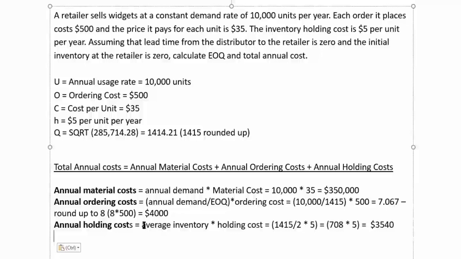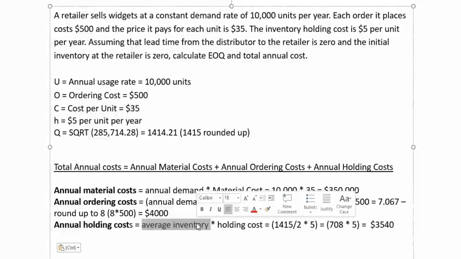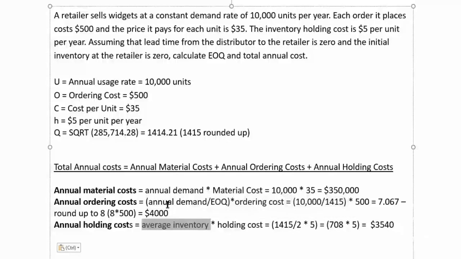Simple enough. We have average inventory. So average inventory is a bit tricky. In this model, we'll always have an economic order quantity of 1,415. We don't want all 10,000 units in the warehouse at the beginning of the year. We want to order it such that we have an optimum order number, then we go down to 0, then we order some new inventory, then we go down to 0, order inventory, go down to 0.